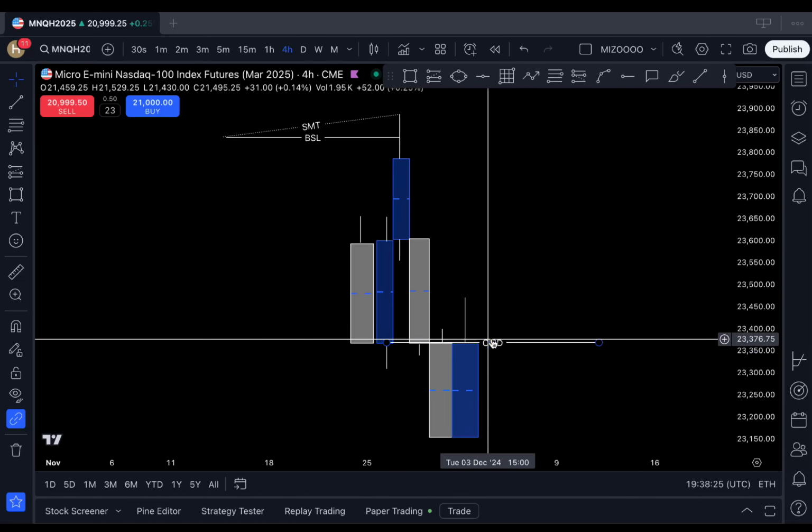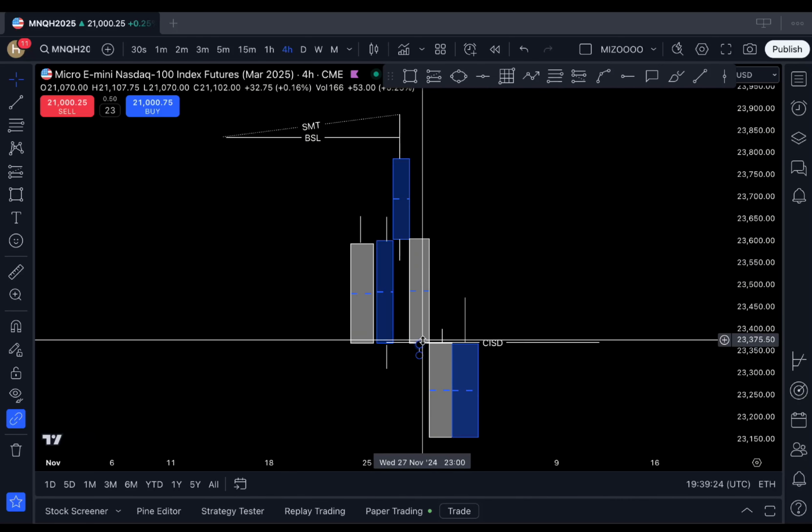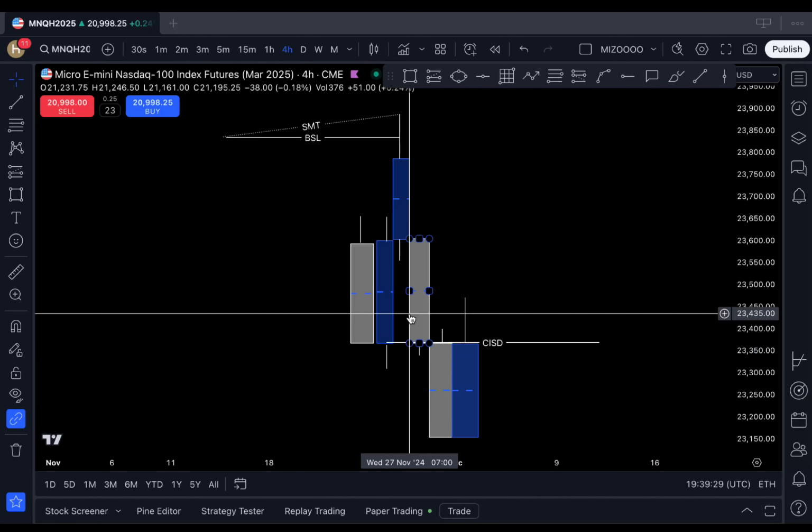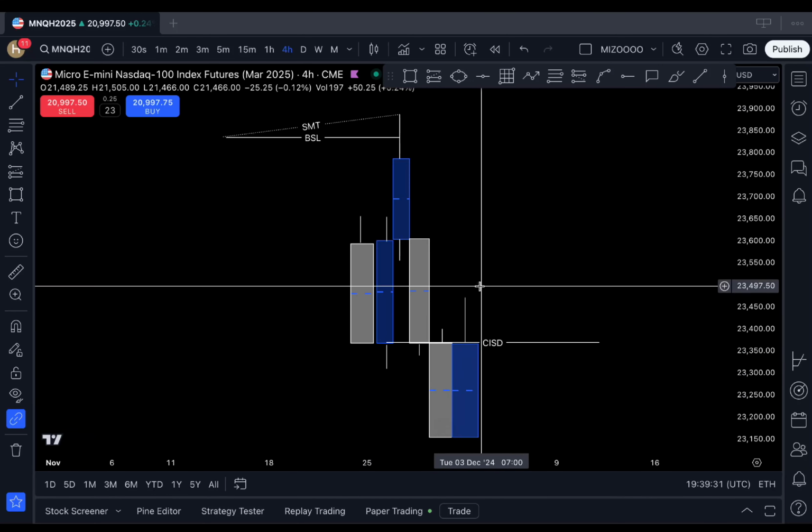Now, the most effective way to use this is in a turtle soup model, so you're going to have SMT and buy side liquidity or sell side liquidity. A change in state of delivery is never placed from a candle wick, it is always based off of the candle bodies. As you can see here, it is placed at the body of the candle. So it does have to be closed through to be counted. It cannot just be like this candle here. This would not count. It has to be this candle here once it is closed below that candle.